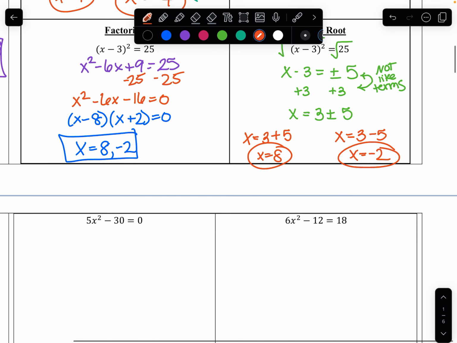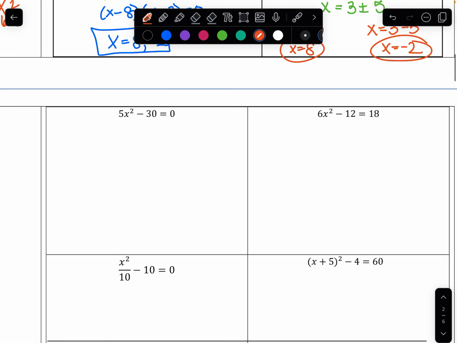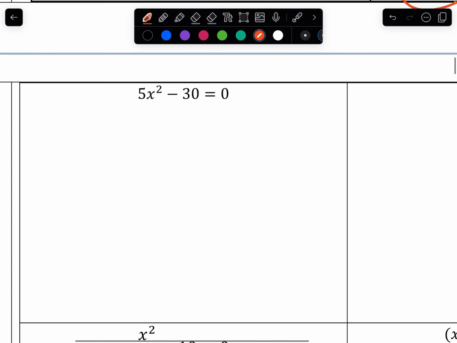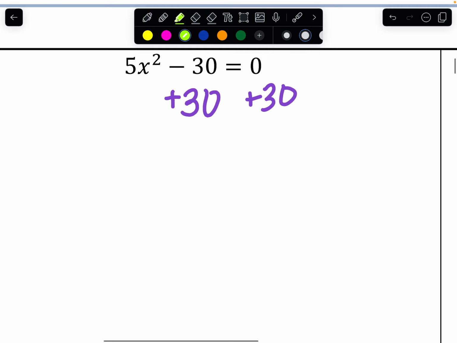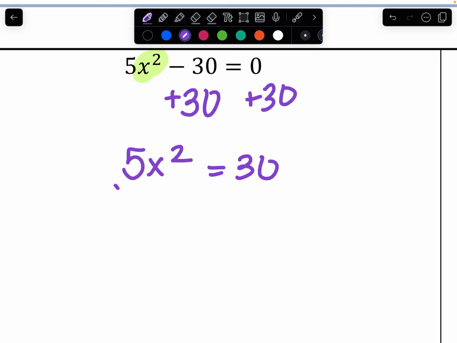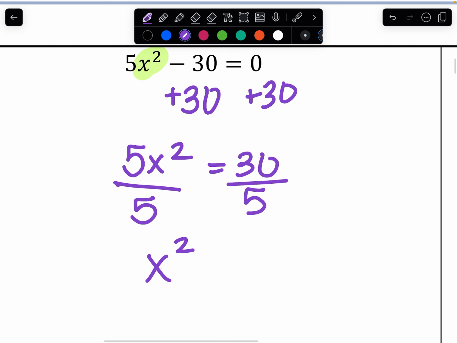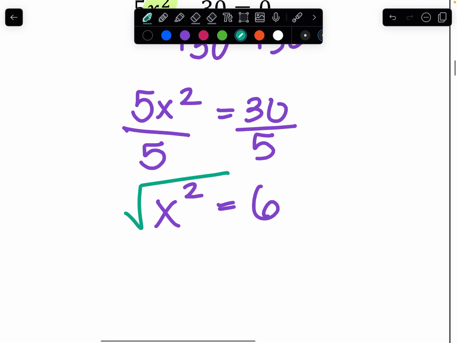Okay, so that was kind of a review on factoring and solving with square roots. So now we're going to go to the next page and we're actually going to solve with square roots. So for this problem, we're going to want to isolate that x squared term. And so what we get is 5x squared equals 30. Divide both sides by 5 to get x squared equals 6.